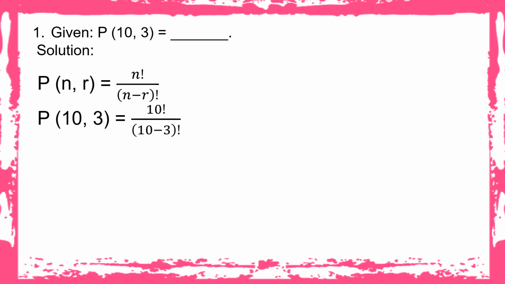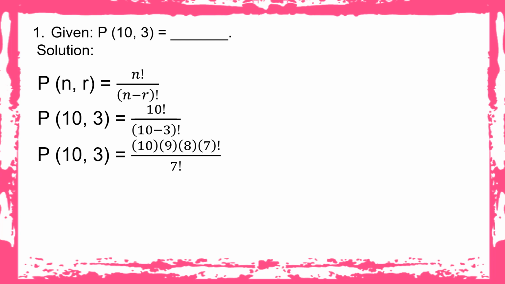Example number 1, we have here the given of permutation of 10 and 3. So, the solution: we have to use the formula of permutation, which is permutation of n and r is equal to n factorial over the difference of n and r factorial. So we have here the value of n is 10 and the value of r is 3. So by substitution, we can now have permutation of 10 and 3 is equal to 10 factorial over 10 minus 3 factorial. So first is to simplify the denominator. So 10 minus 3 is 7 factorial.